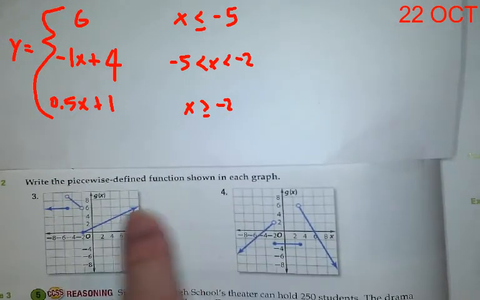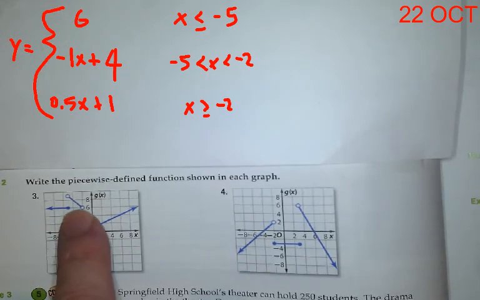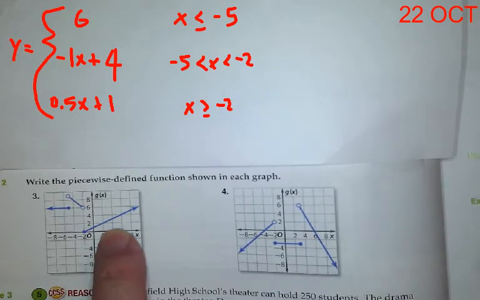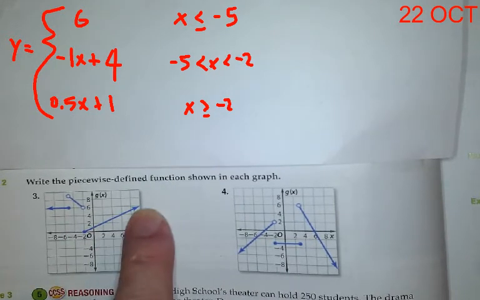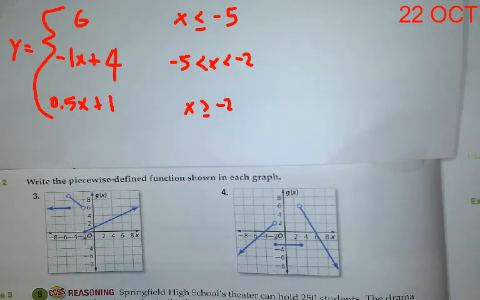So I've done everything that it asked me to do. It said write the definition. So I have the domain that uses this left line, I have the domain for the center line, and I have the domain for the right line. I have the equation for all the lines. So I'm done. Yay! Let's do it again. We'll do number 4. Okay?